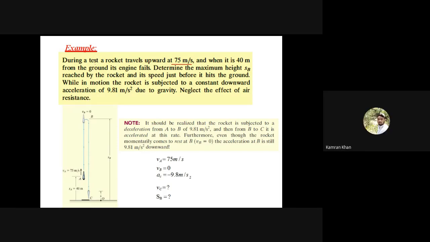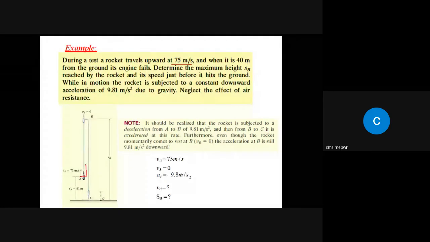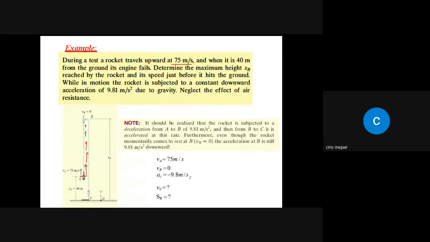Okay, so what they're saying, this is the diagram. Initially the rocket is traveling upward. When it reached point A, the engine fails, and the velocity at this instant was how much? 75. But now when it is moving, the velocity starts decreasing, right? And when it reached point B, the velocity becomes how much? 0. And this is the maximum height SB.